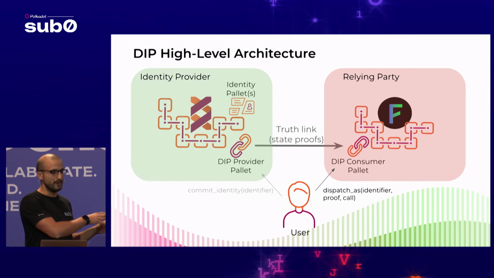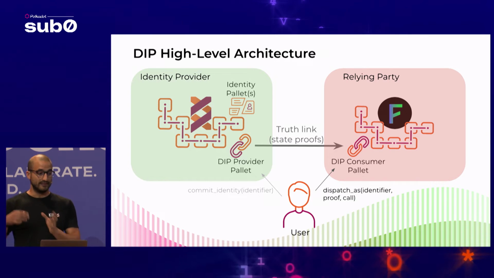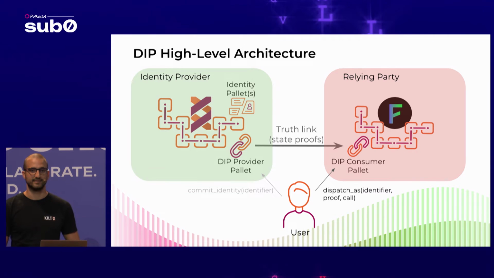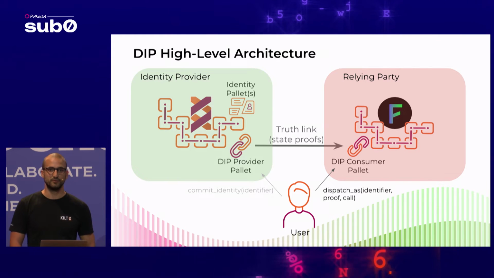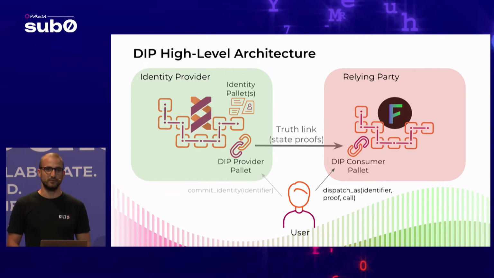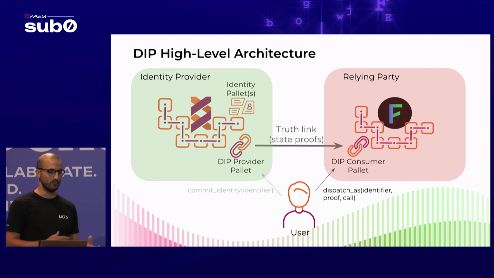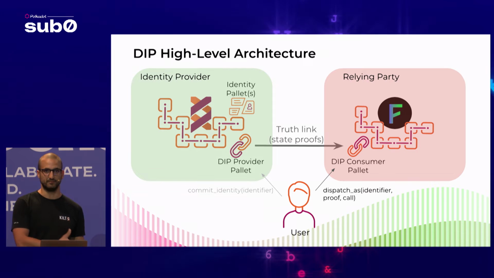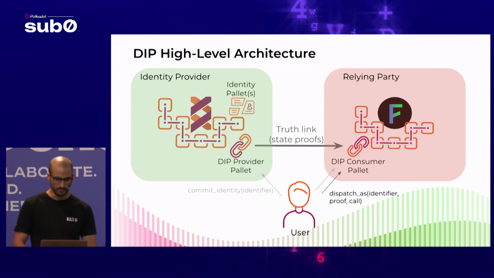And then, once the identity has been committed on the provider chain, the user can directly go on the receiver chain. There's no XCM involved, and they can just call the same extrinsic dispatch as they provide a proof, which is, of course, different than the proof that was developed with XCM-based messaging, and then the call they want to trigger after the proof has been successfully verified.